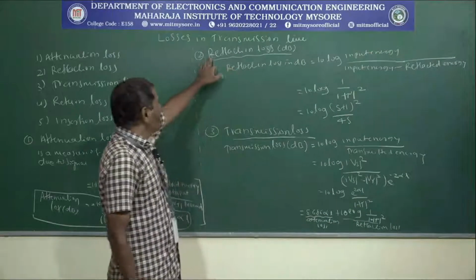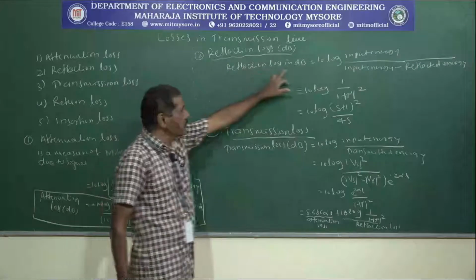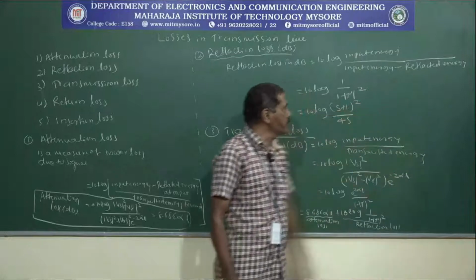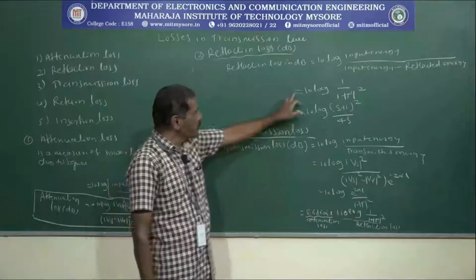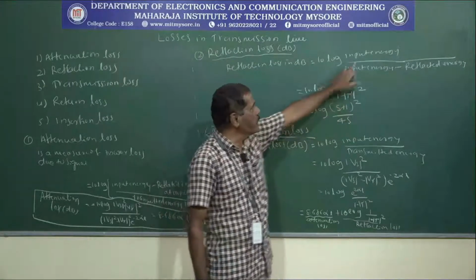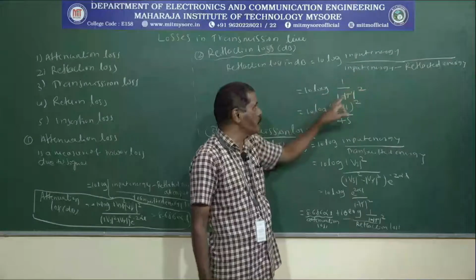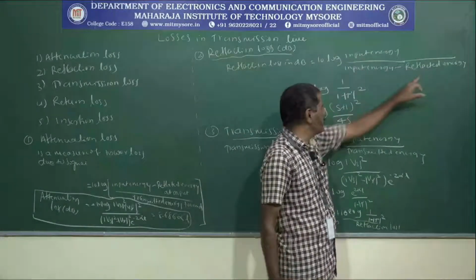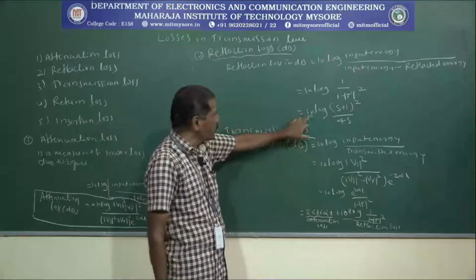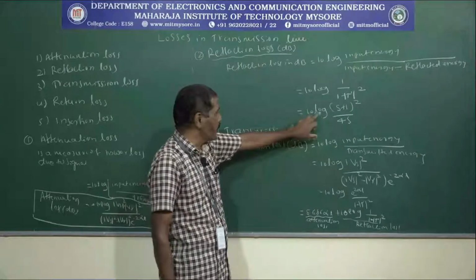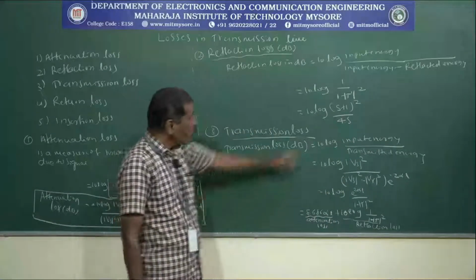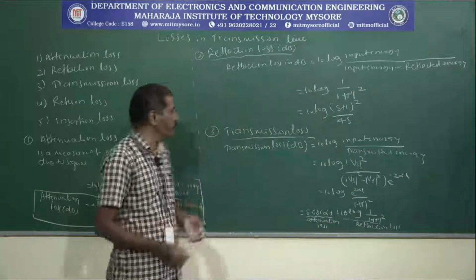Then the second loss is the reflection loss. The reflection loss is given by 10 log of input energy divided by input energy minus reflected energy. So this is equal to 10 log of 1 divided by (1 − tau squared). How you get this is that input energy divided by input energy is 1, and reflected energy divided by input energy is tau squared. This can also be calculated from 10 log of (s + 1)² divided by 4s, where s is the standing wave ratio.